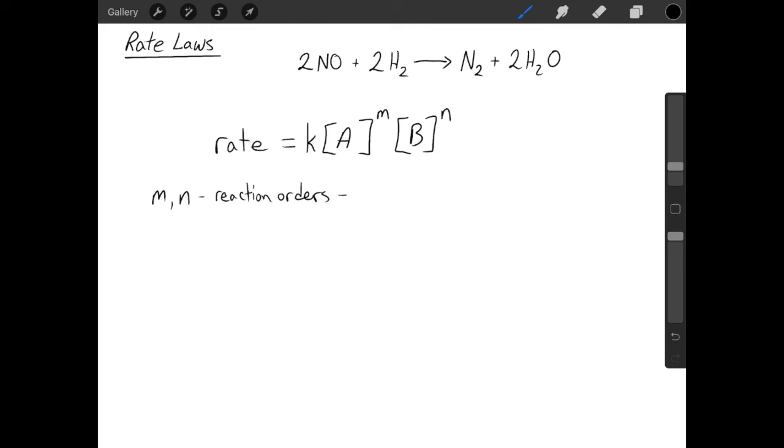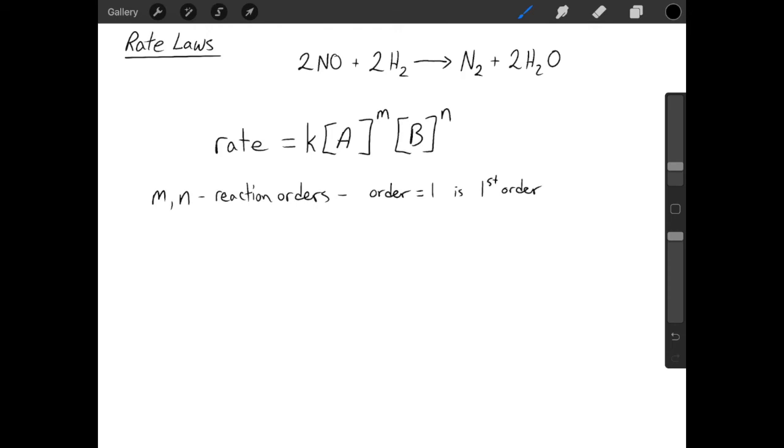The reaction orders are what tells you how changing the concentration affects the rate. These values are often whole numbers, but they can be fractional values as well. If your value of M or N is 1, that reaction order is known as a first order. And if it's 2, it's a second order. If it's 3, it's a third order, and so on.